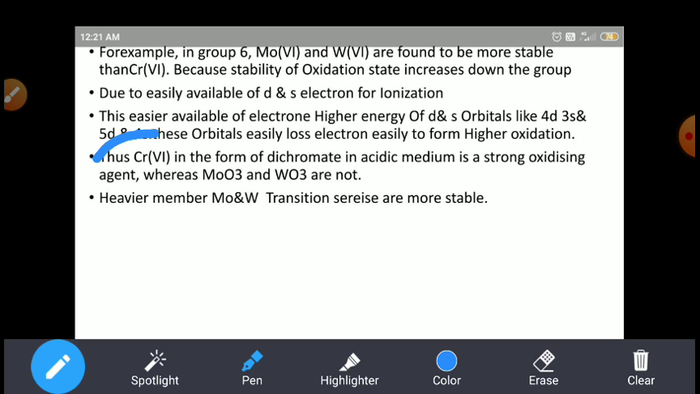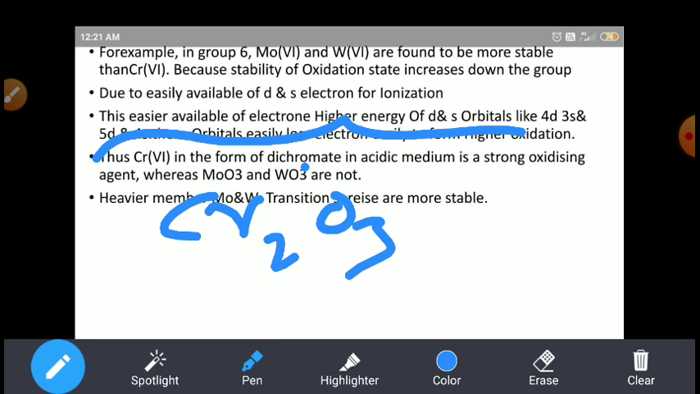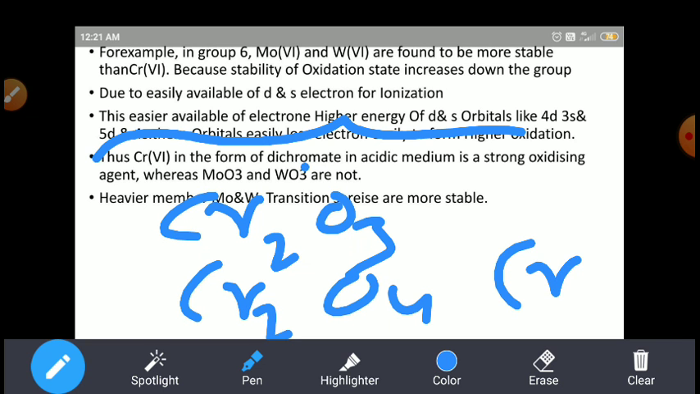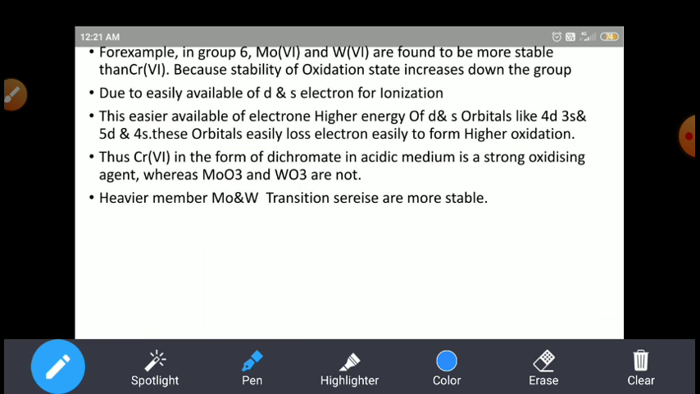The chromium forms the dichromate. Dichromate I show now, the Cr2O3, Cr2O4 or Cr2O7. These are the dichromate compounds, which act in an acidic medium and as a strong oxidizing agent. But MoO3 and WO3 do not act as oxidizing agents. They will not reduce. But chromium reduces itself because it is unstable, and molybdenum and tungsten are more stable compounds as compared to chromium.